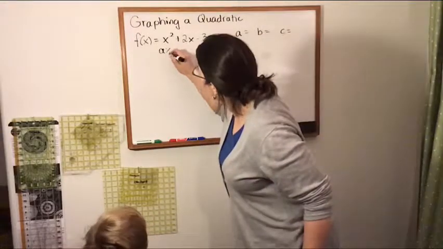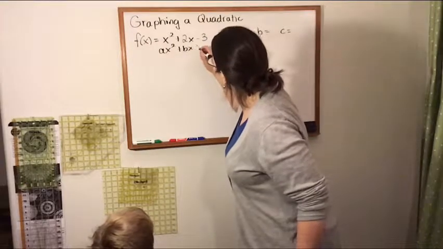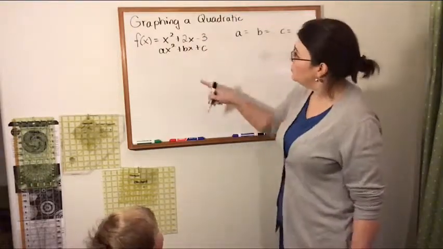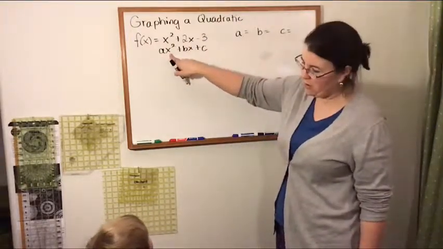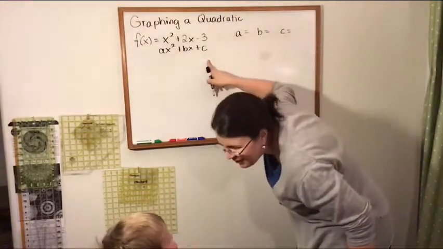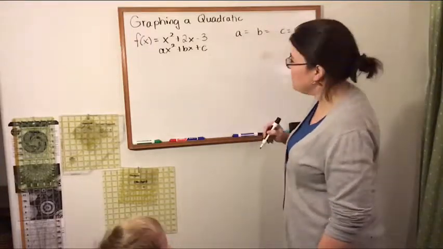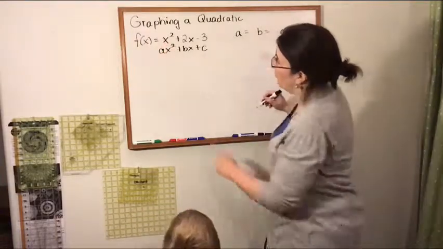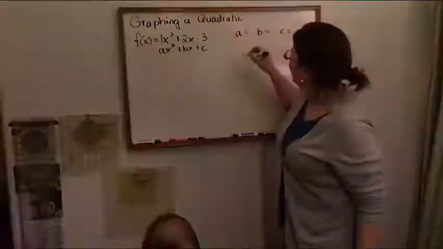Now, the first thing we do is find our a, our b, and our c. This is of the form ax squared plus bx plus c. So the a always goes with the biggest power, the b always goes with the medium power, and the c has no power whatsoever.